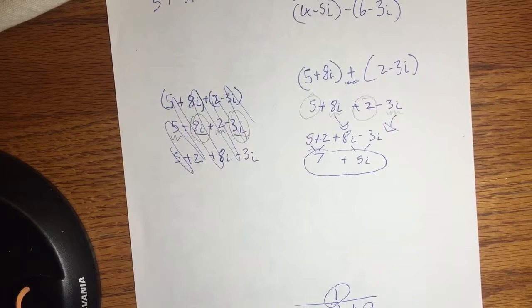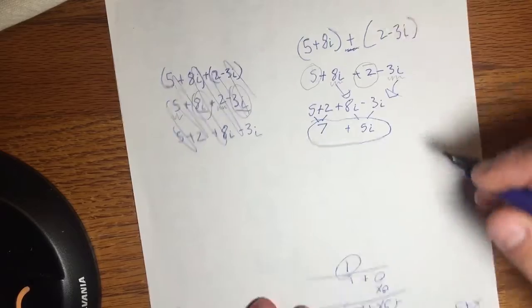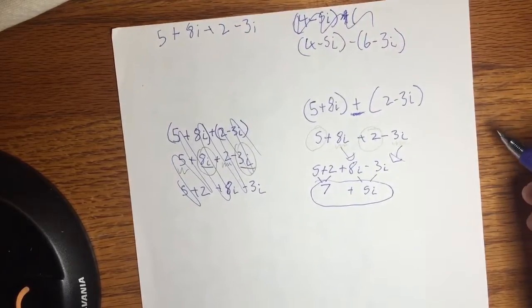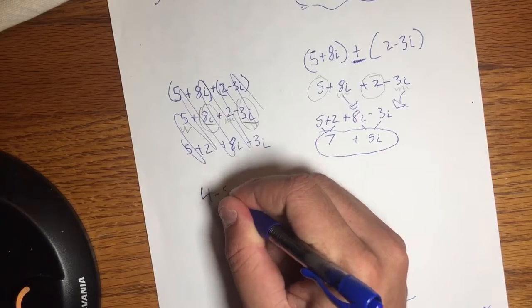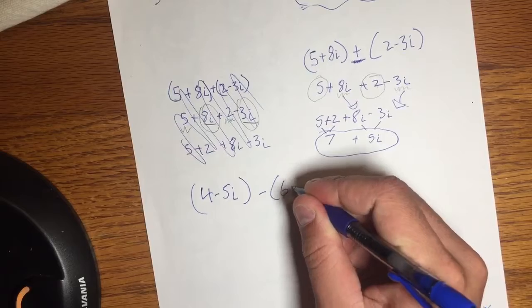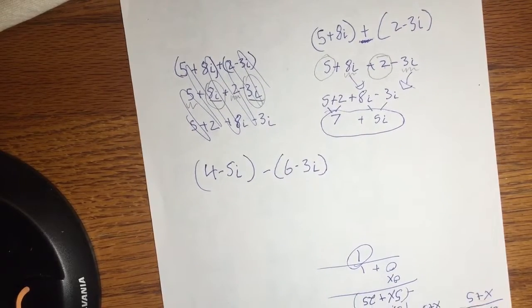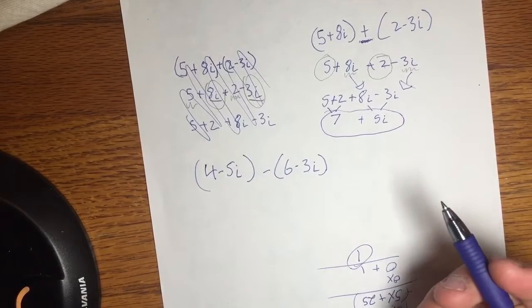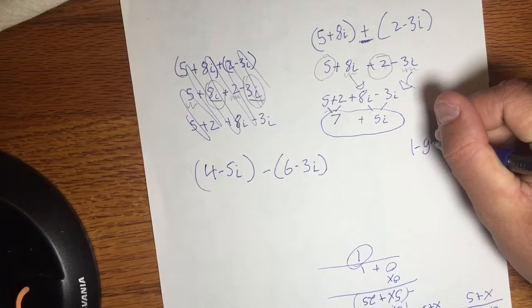Now let me give you another case where maybe it's not addition. Maybe it'll be multiplication. Okay, let's do this one that I have up here. I'll write it down here. 4 minus 5i, minus 6 minus 3i. Okay? What are we going to do here? Well, we need to get rid of the parentheses. That's going to be step 1: get rid of parentheses.